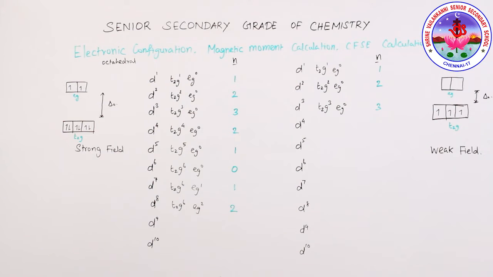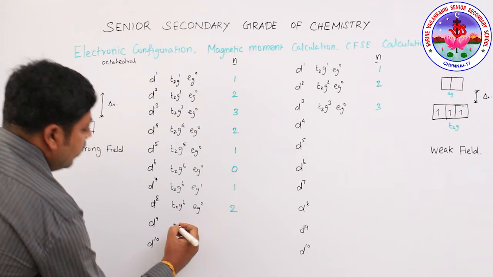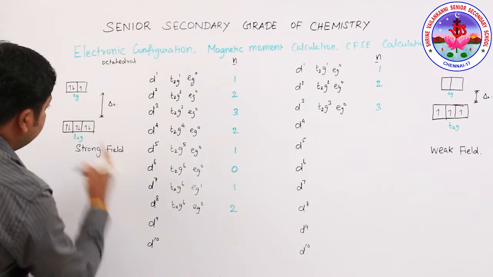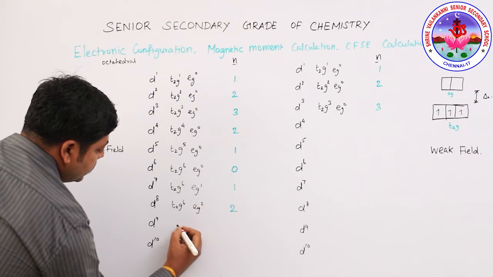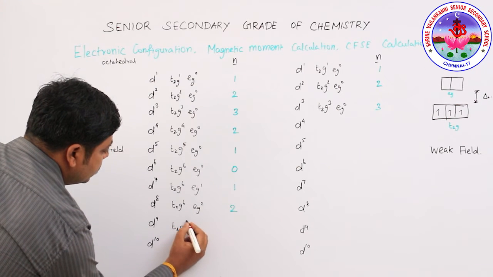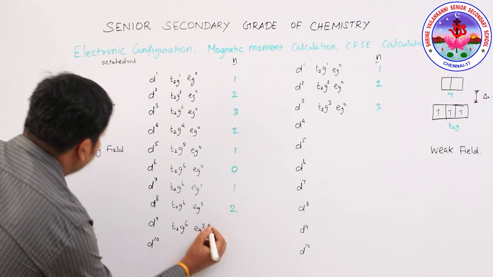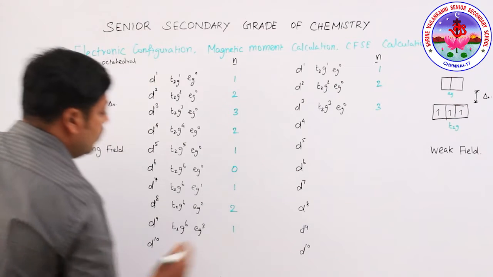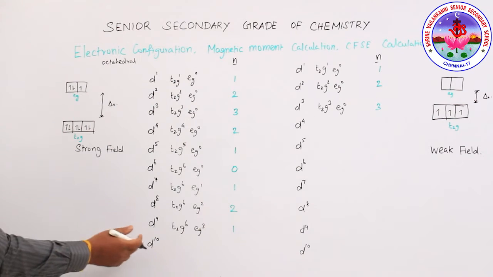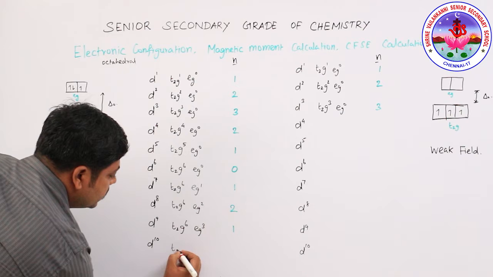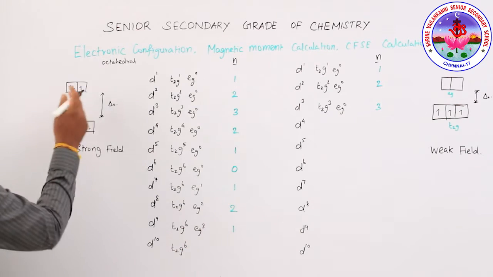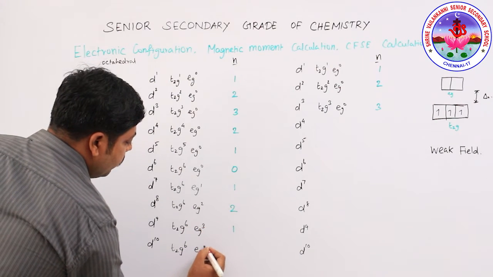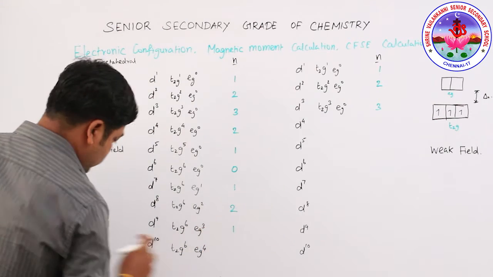Okay. Then the D9 configuration, that is, the next electron pairing is started. So the 9th electron enters the first Eg subcell, its pairing is started. So T2g 6, Eg 3. Now count the unpaired electrons, it is 1, so put 1. Then the last one D10, T2g is 6 and the 4th Eg electron also entered. It means Eg is 4. Number of unpaired electrons is 0.